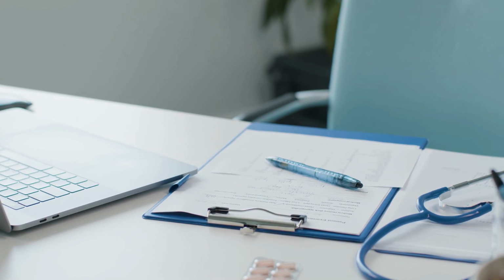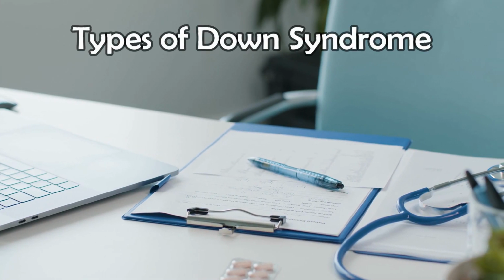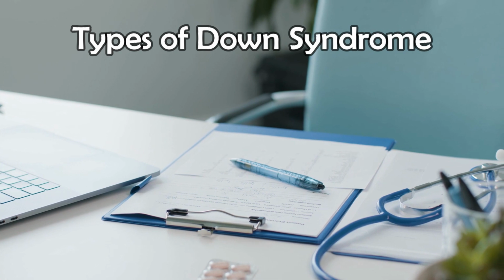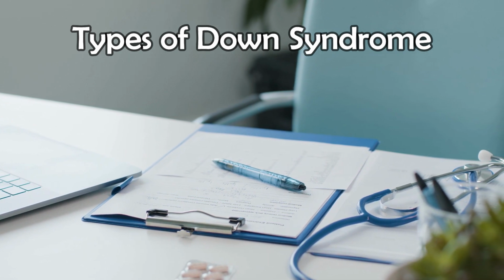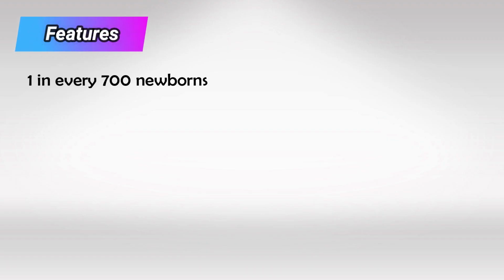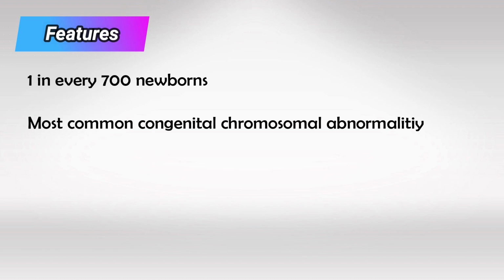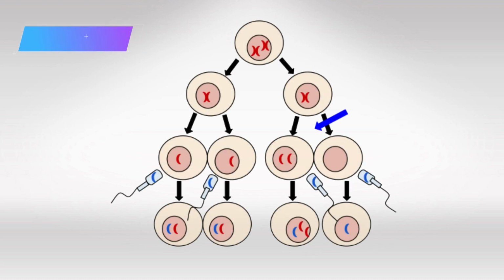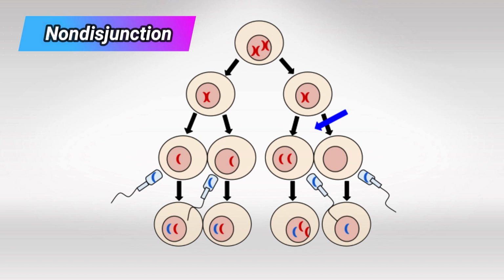Welcome back. In this video, we'll talk about the different types of Down syndrome and how common the condition is. Approximately 1 in every 700 newborns will have Down syndrome, making it the most common chromosomal abnormality. We divide Down syndrome depending on the cause. The first cause is nondisjunction, which is the most common type.